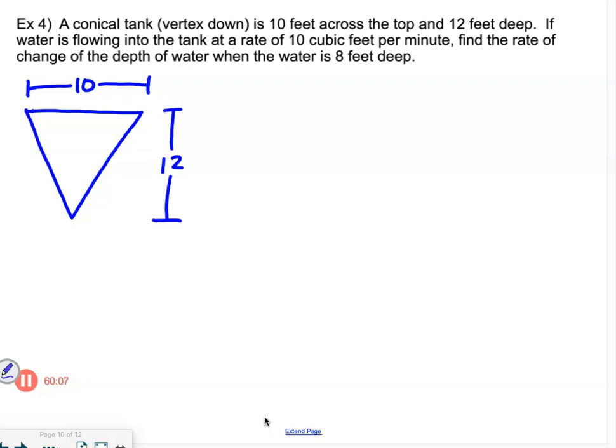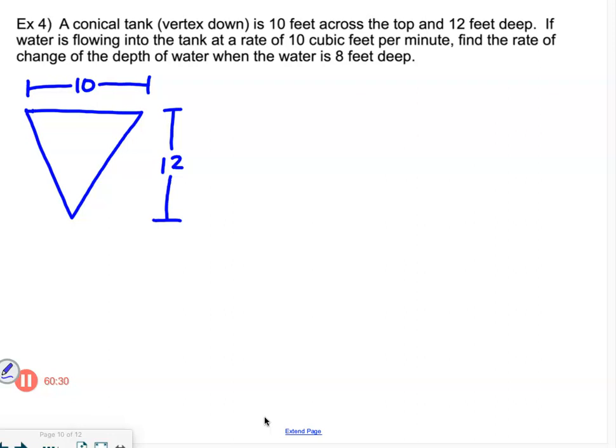All right. If water is flowing into the tank at a rate of 10 cubic feet per minute. Sometimes it's not in your face obvious what dimension you're talking about, but let the units help you. What is measured in cubic feet?